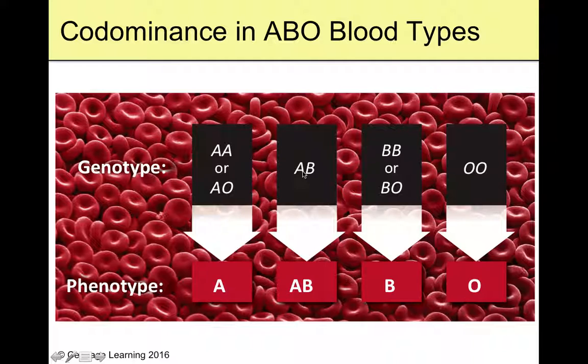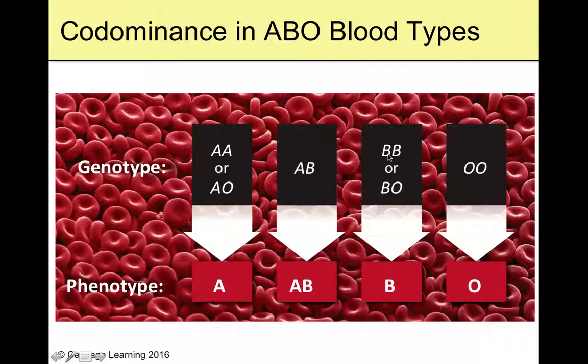Here's your best example of codominance. Mom gives you A, dad gives you B. Both of these alleles are expressed completely, and you have AB blood. The A expresses the A antigen on the surface of the red blood cell. The B expresses the B antigen on the surface of the red blood cell, and you have both of these gene products fully expressed, not blended, independent of each other, both making a gene product in your body.